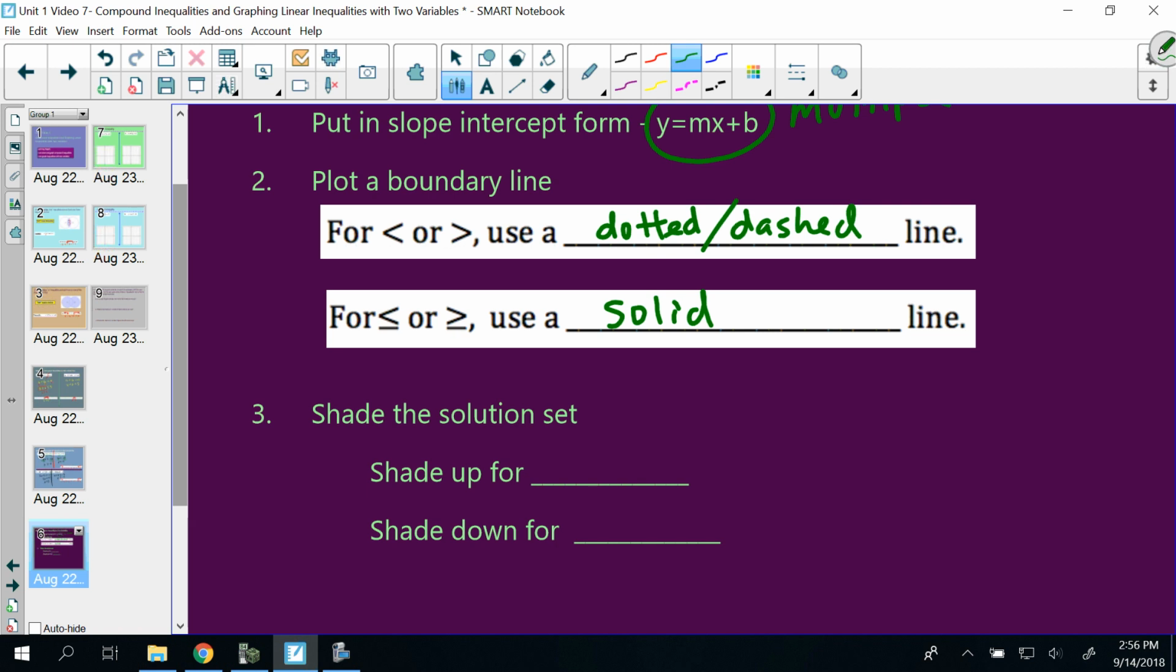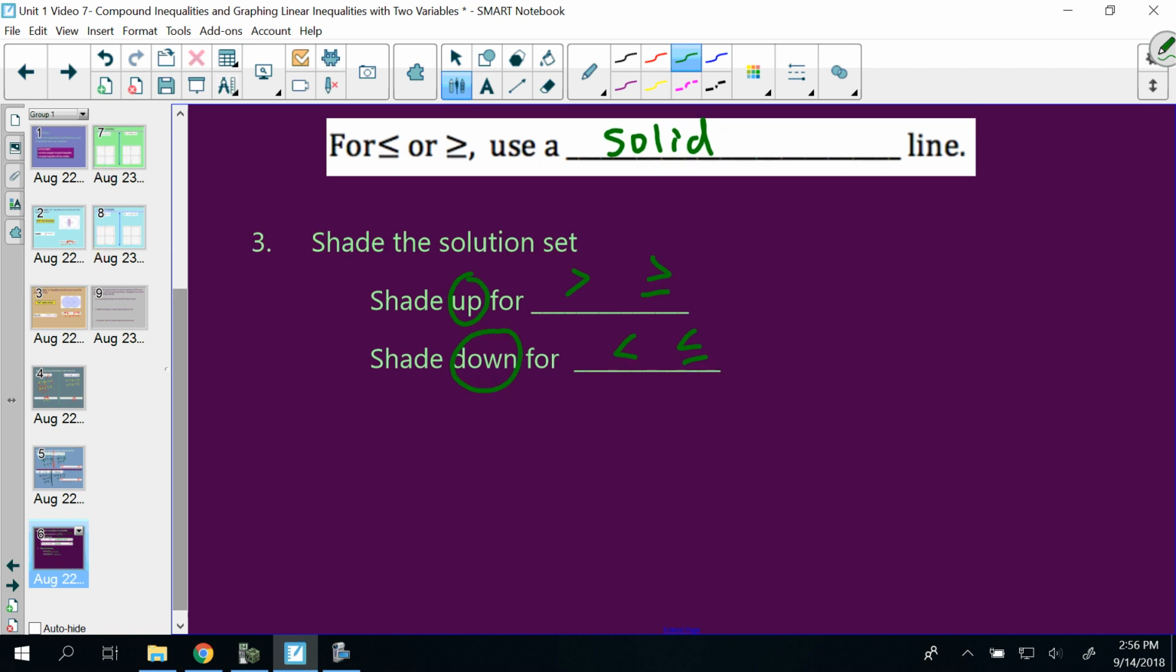Now, the quick method of doing this is to kind of look at the arrows. If it's up, or if it's greater than or equal to, generally we shade up. If it's less than or equal to, generally we shade down. But more specifically, what you want to do when doing this is to test a point. We want to test a point not on the boundary line. All right, so let's look at some of these ones here.